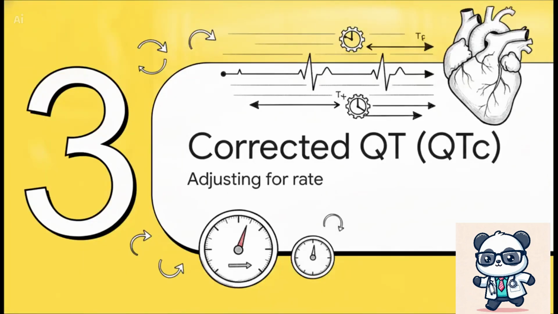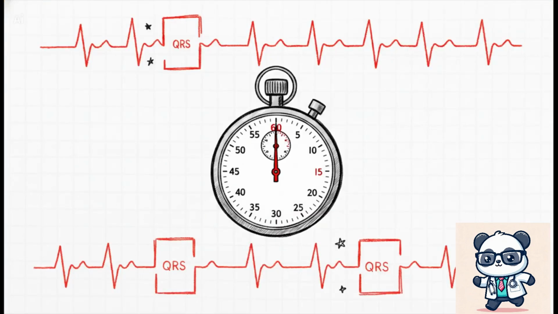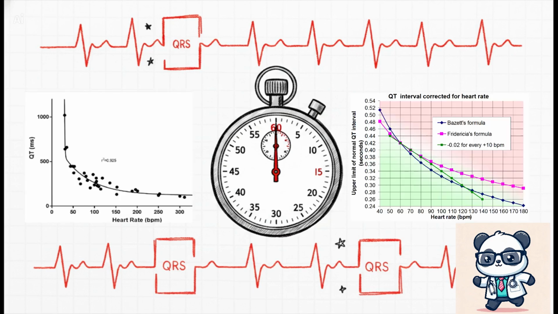Section 3. Calculating corrected QT, or QTc. Here's the golden rule of the QT interval. It's got an inverse relationship with heart rate. So it shrinks when the heart beats faster and stretches out when it beats slower. Because of this moving target, we have to mathematically estimate what the QT would be at a standard resting rate of 60 beats per minute. That gives us the true picture of the patient's risk.